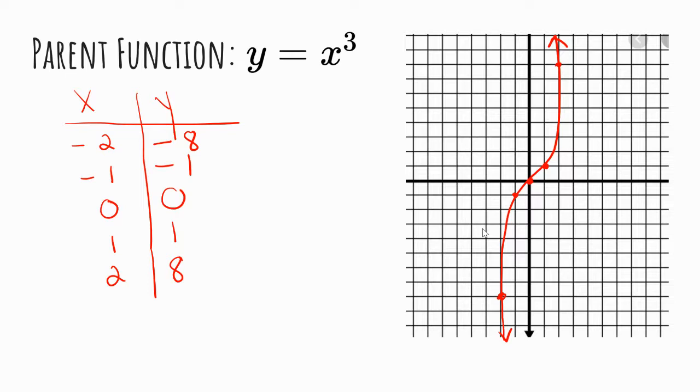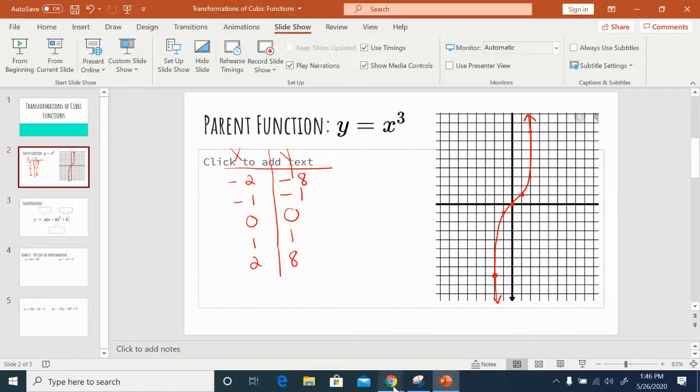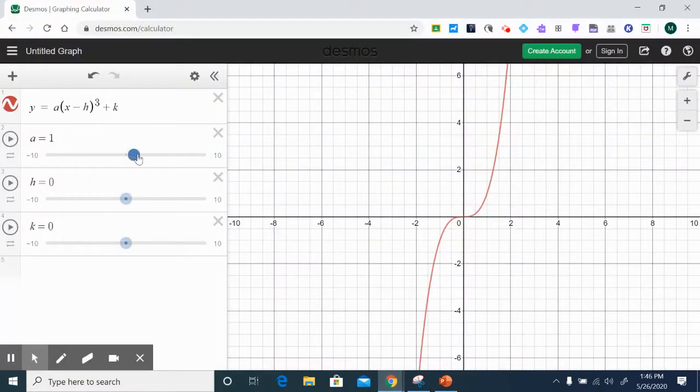Before we get into transformations, let's look at Desmos real quick, just to see what happens when we transform this function. If I make a bigger than 1, it looks like it's getting steeper a little bit quicker. It looks like it's coming together a little bit closer to the y-axis.